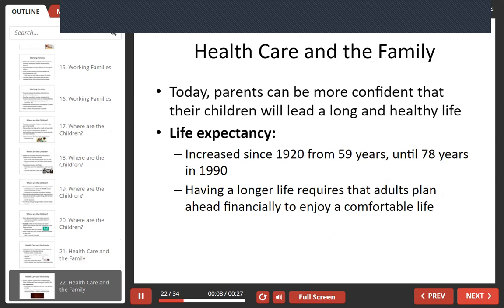Life expectancy has increased from 59 years in 1920 to 78 years in 1990 and has only increased since then to about 90 years old. And having a longer life requires that adults plan ahead financially in order to enjoy a comfortable life.